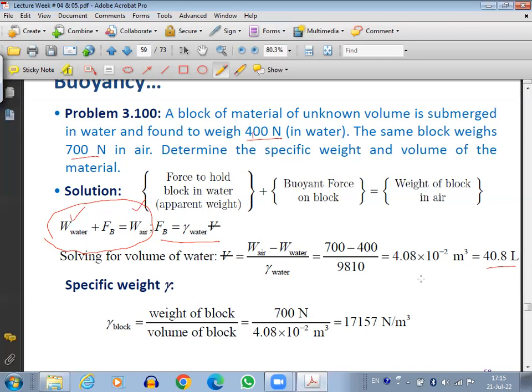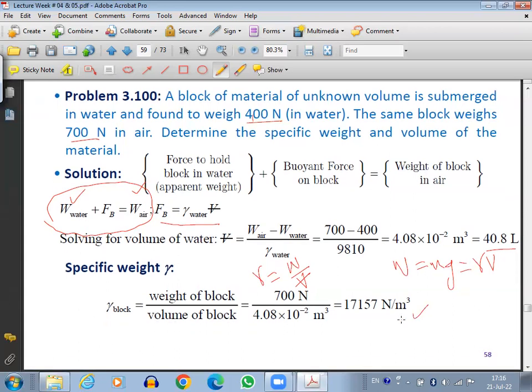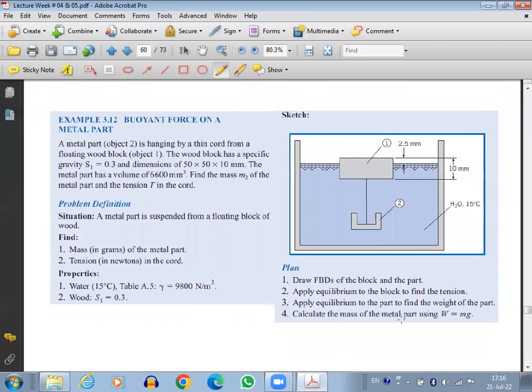So if we know this is the volume, then we can find out the specific weight of the block. Weight is equal to gamma into volume. So gamma is equal to weight divided by volume. As I told you, W is equal to mg, which is also equal to gamma into V. So that's 700 divided by the volume of the block. So you're going to get the specific weight. That's the solution of this problem. You can see this one.